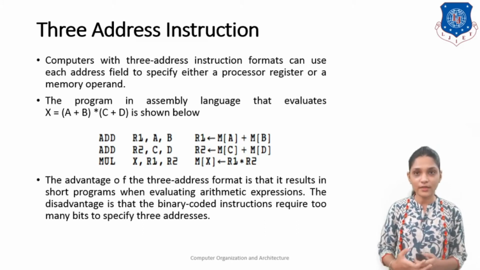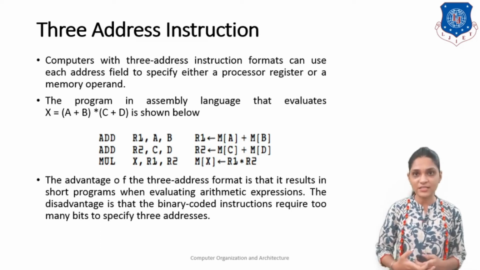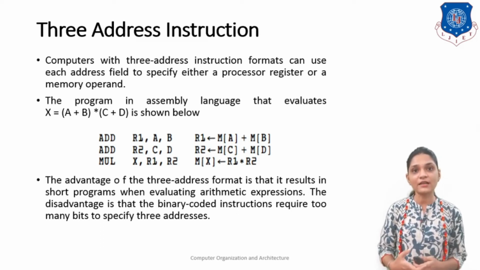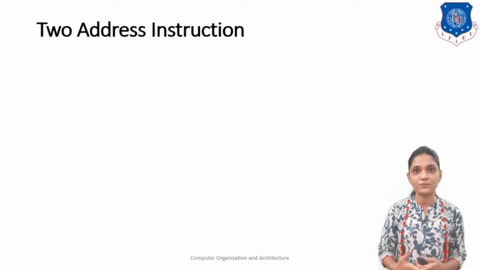The advantage of this 3 address format is that it results in a short program when evaluating the arithmetic expression, and the disadvantage is that the binary coded instruction will require too many bits to specify, as you have to represent the R1 register, memory location A, memory location B and the add operation, all of these things in one simple instruction. So it will require more bits to represent the instruction.